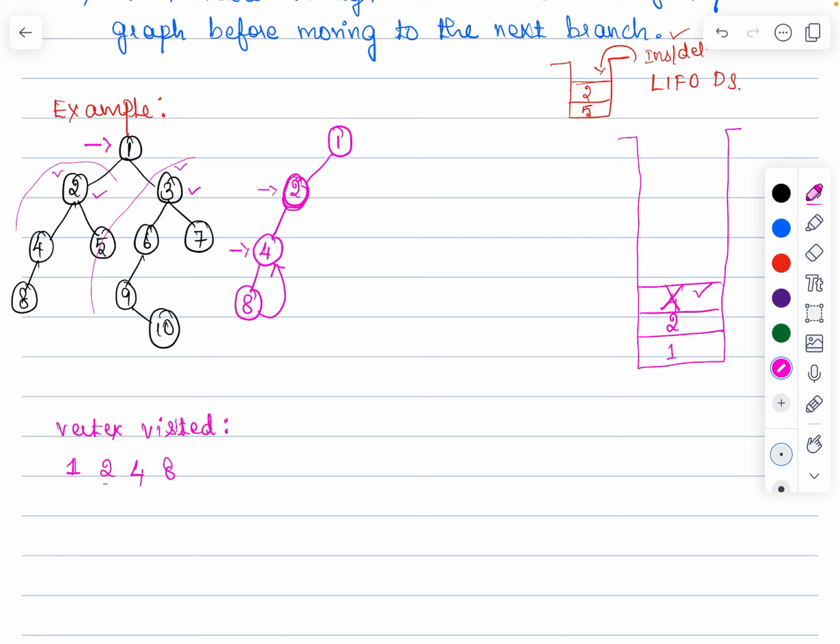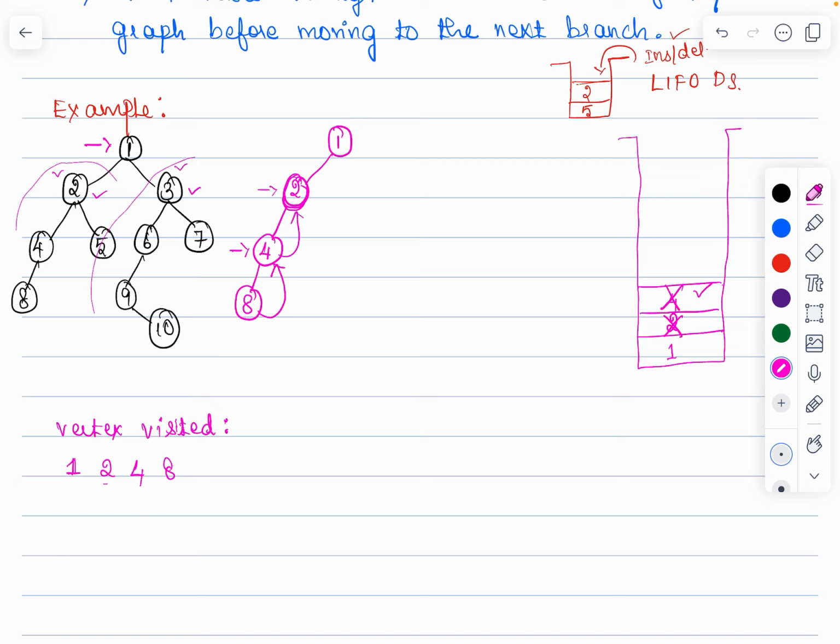So which is the previous node? Look at the stack. The stack top element is what? The stack top element is 2. So pop out from the stack and perform backtracking to the vertex 2. Okay, look for another option, the alternate option other than 4 under the 2.